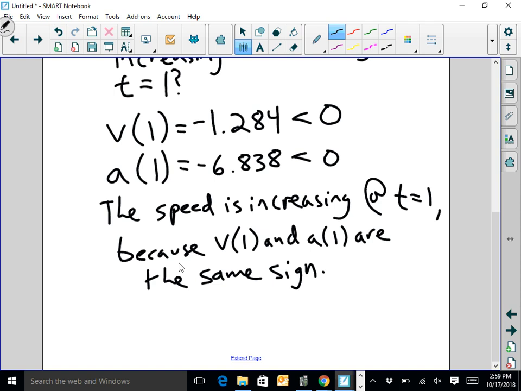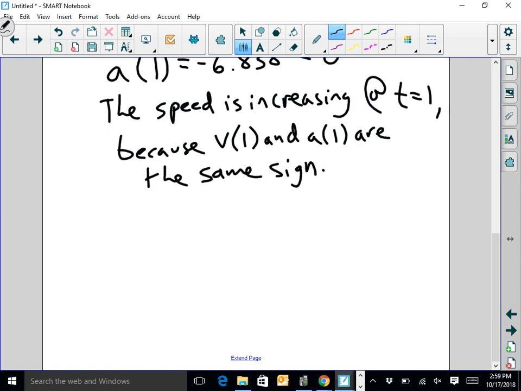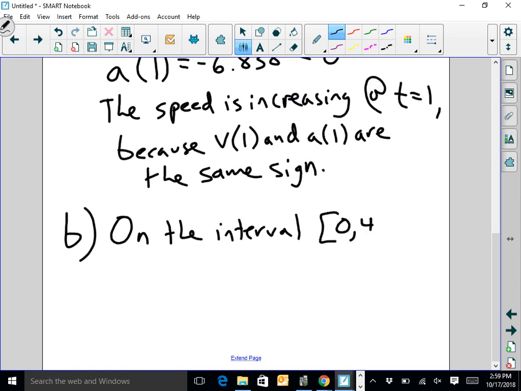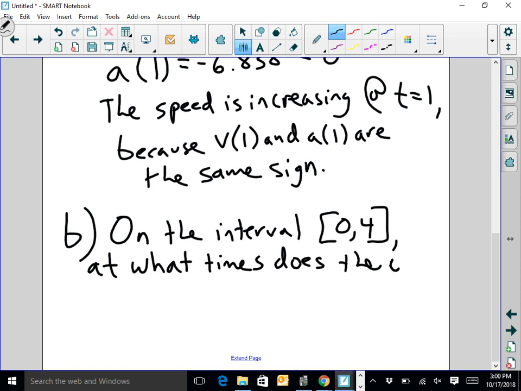Here is something new. On the interval zero, 4, at what times does the object have a speed of 3?